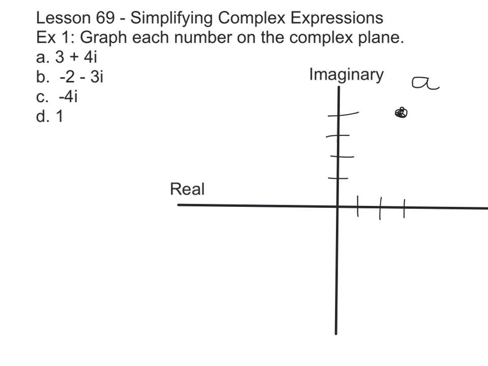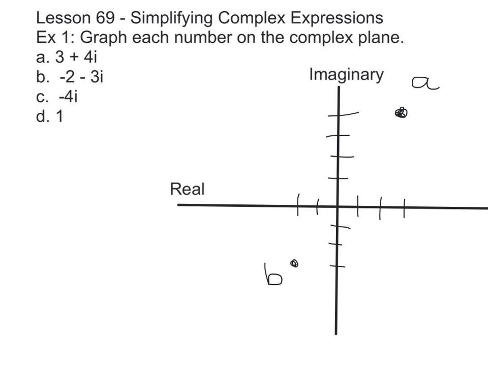Let's take a look at B. -2 minus 3i. Because 2 is negative, instead of marching 2 units to the right, we're going to go 2 units to the left. And now it's -3, so instead of going up 3 units, we're going to go down 3 units. And there's going to be our point B.